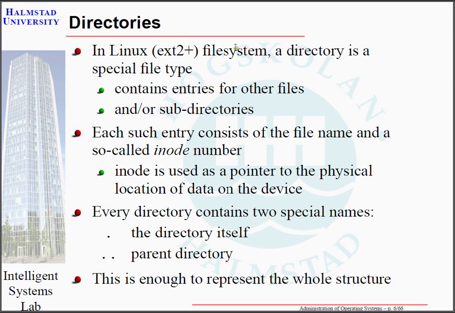In Linux file systems, a directory is just a special type of file. It doesn't have to be like this. Some other file systems are organized differently, but in this particular case, a directory is just a file which contains entries for all other files, as well as subdirectories. And each such entry consists of the file name and a number called the inode. An inode is used as a pointer to the physical location of data on the device.